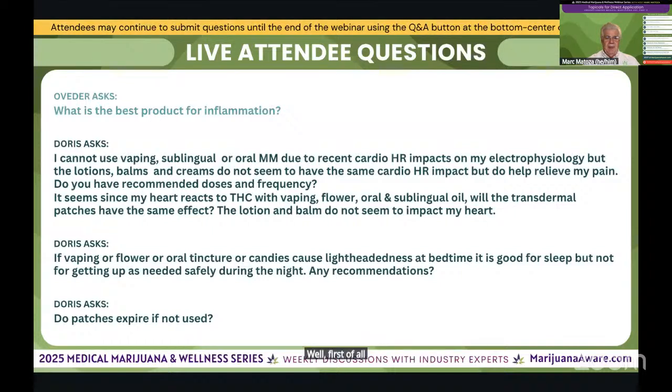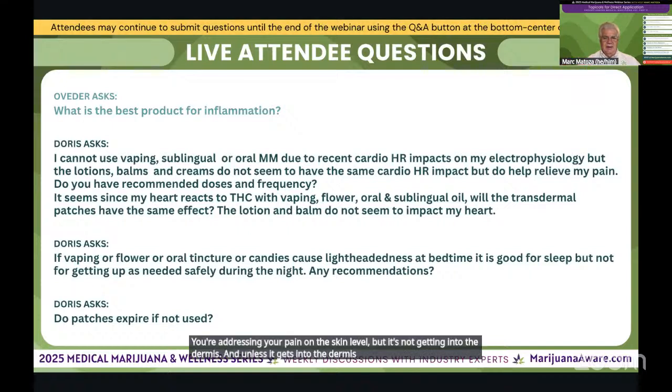Well, first of all, if you're using a medical cannabis product, especially a topical, you're probably using a topical and not a transdermal. By using a topical, you're addressing your pain on the skin level, but it's not getting into the dermis. And unless it gets into the dermis and down into the blood-brain barrier, you're not going to feel it. That's why you're not having that negative effect with topicals that you would have with vaping, flower, or something like that. So I would stick to a topical. It would work very well. I'd look for one that's a one-to-one. That's going to help you quite a bit.